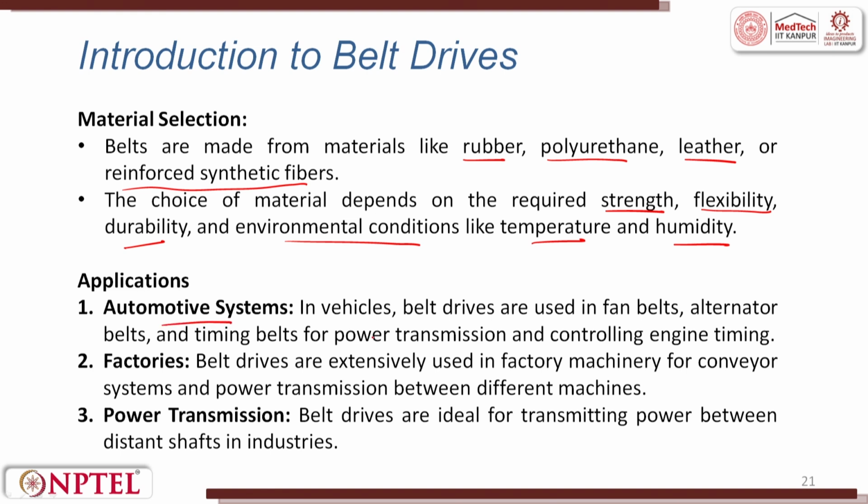Automotive systems: in vehicles, belt drives are often used in fan belts, alternator belts, and timing belts for power transmission and controlling engine timing. Factories: belt drives are extensively used in factory machinery for conveyor systems and power transmission between different machines. Power transmission: belt drives are ideal for transmitting power between distant shafts in industries.